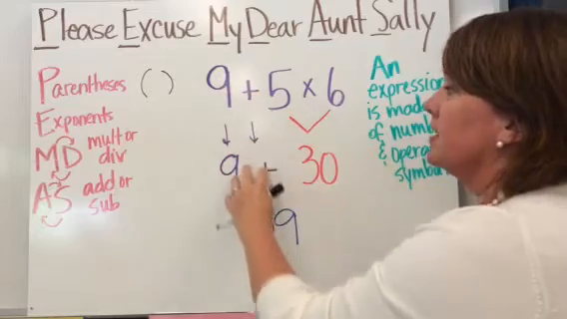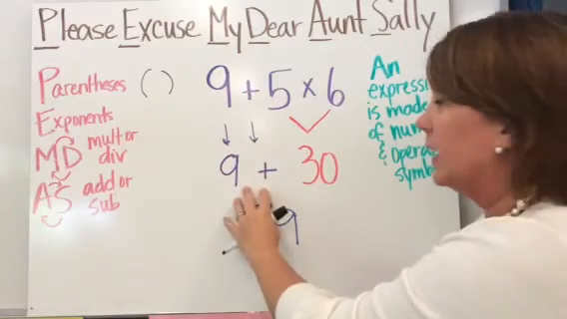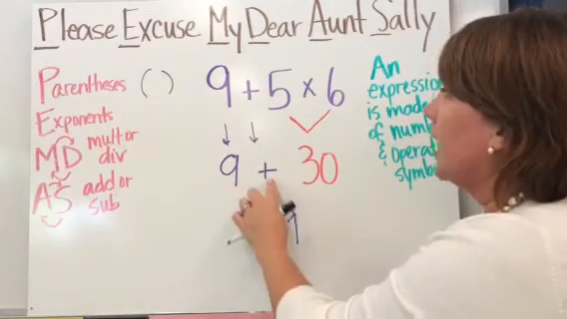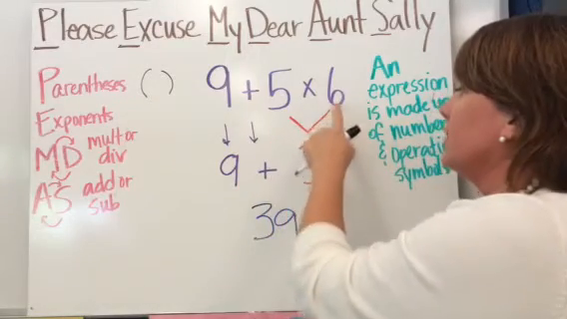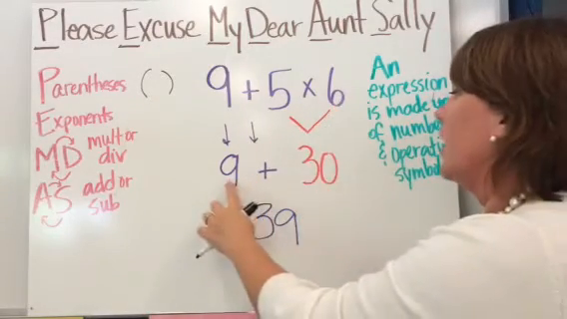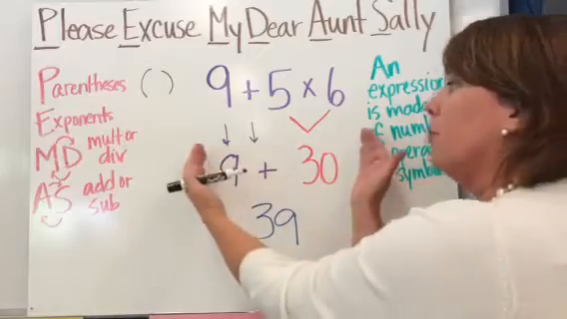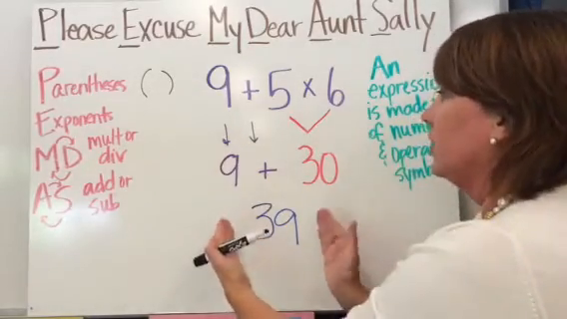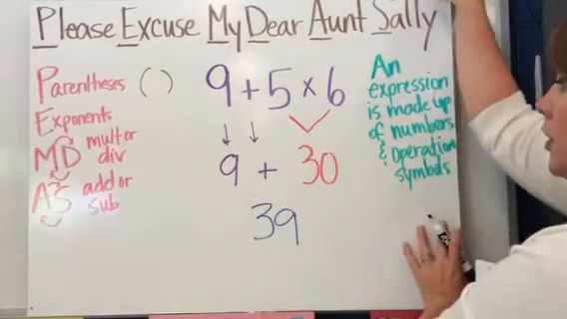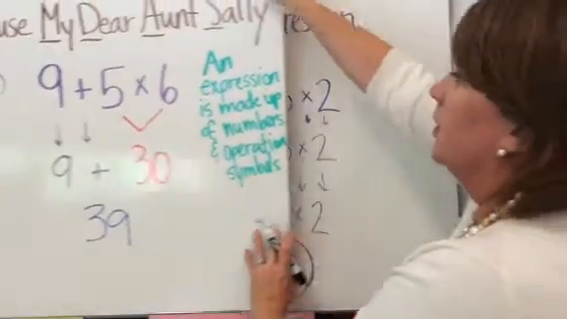And I'm just going to bring this down. I don't do anything with it but rewrite it. So I have 9 plus, and then I do 5 times 6, which is 30. So then 9 plus 30, it's a new problem. 9 plus 30 is 39. So I have followed the order of operations.